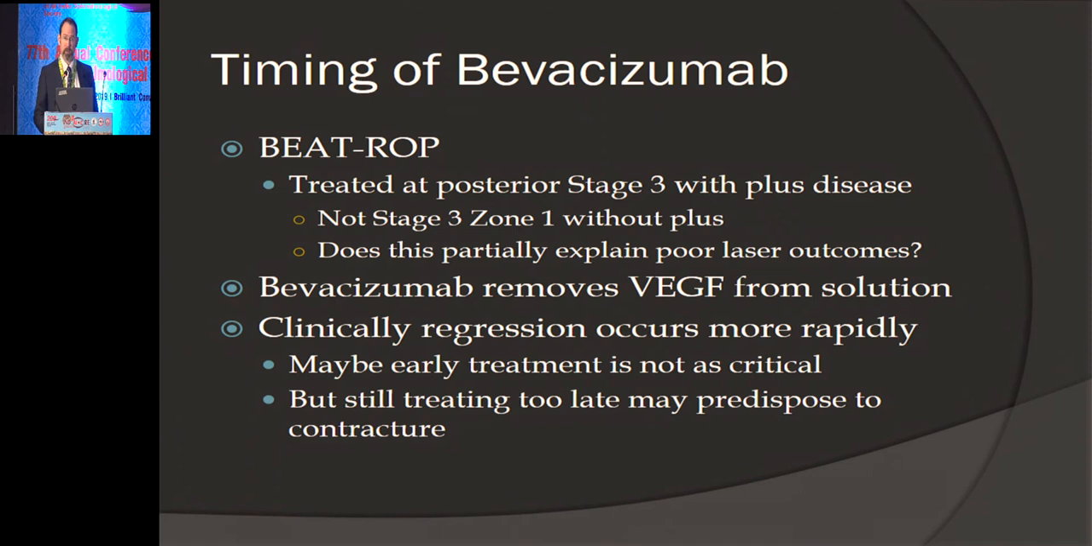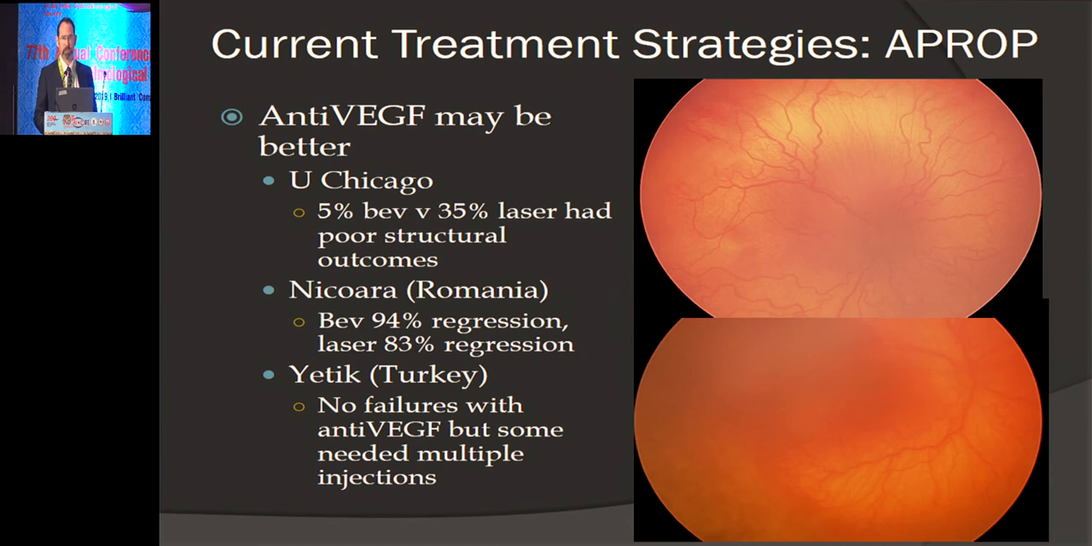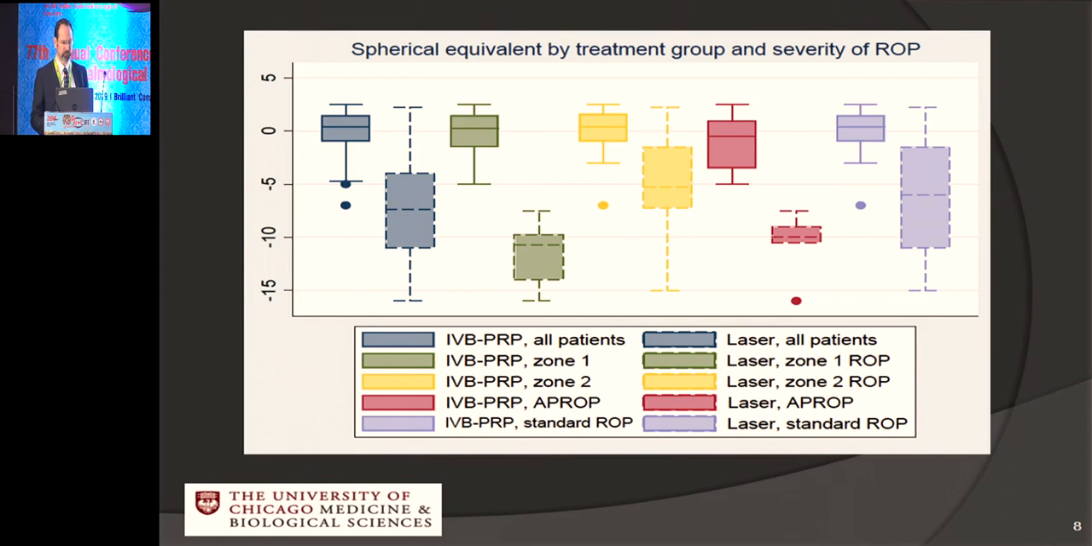Anti-VEGF is generally used to treat aggressive posterior ROP in our series at the University of Chicago. We only had 5% poor structural outcome with anti-VEGF versus 35% poor structural outcome with laser. And this was found in other countries as well. This is from our series at University of Chicago. The solid bars at the top show a near zero diopter spherical equivalent for refraction after anti-VEGF treatment, versus the dashed bars after laser, and you can see there's quite a lot of myopia in those eyes.